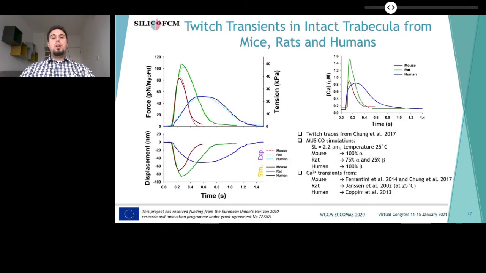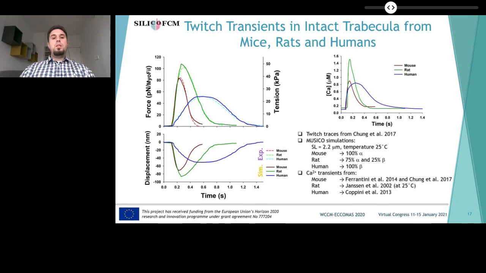Finally, using the MUSICO platform, we simulated twitch transients in intact trabecula from mice, red lines, rats, green lines, and humans, blue lines. Experimental twitch traces, presented as dashed lines in the top left panel, were taken from Chang et al. for all three species, while MUSICO simulations are displayed as full lines. Changes in sarcomere length during twitch contractions, presented as displacements in our graph, were not recorded during the experiments, thus we only showed here MUSICO predictions.